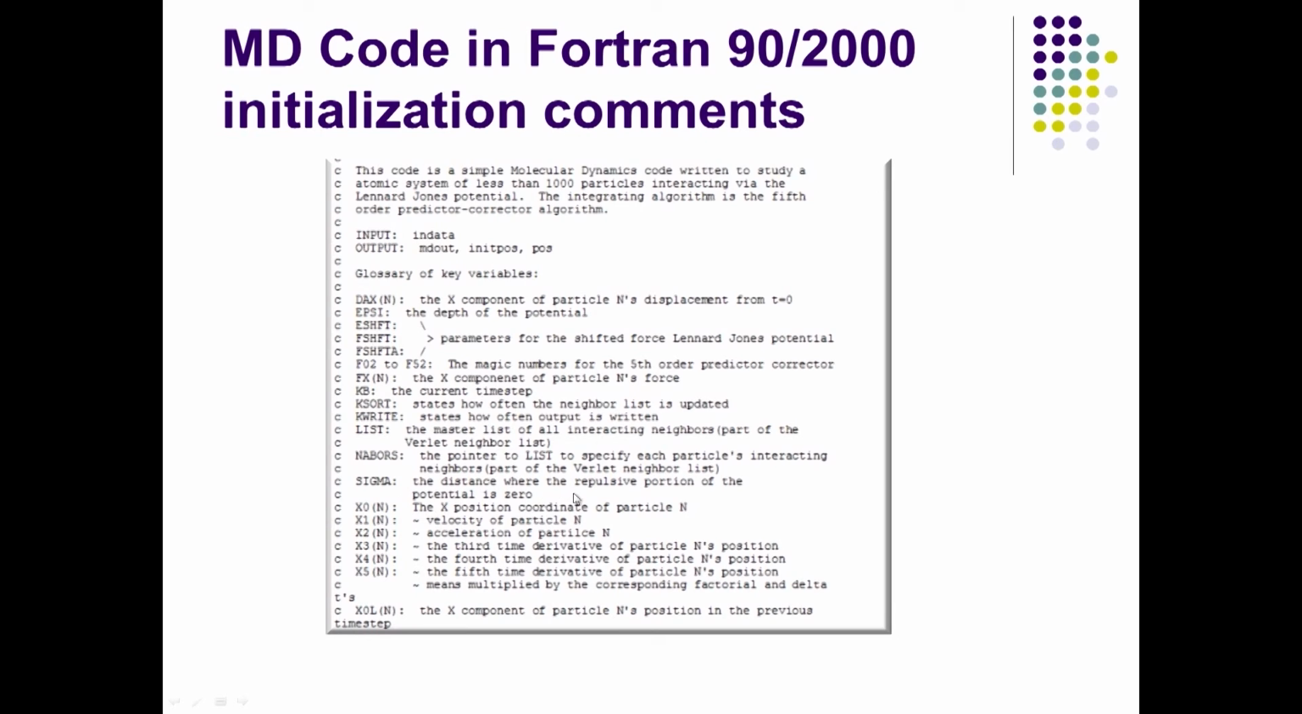Sigma is the distance where the repulsive portion of the potential is 0, and x0 n, and these are all the parameters related to the fifth order predictor corrector in terms of x position coordinate of particle. So, velocity of particle n, acceleration is x2, second differential, the third time derivative, fourth time derivative and fifth time derivative. That is where the fifth order predictor corrector goes in, and then you can look at x component of particle n position in the previous time step. So, now you already know the previous time step and current time step. So, this is how you calculate.